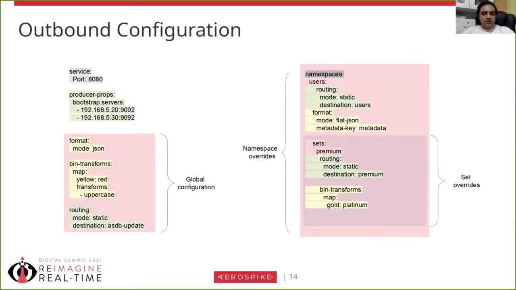The routing section in this case is static in the global case, and we have statically configured all messages to go to a destination topic called ASDB update. To the right, what we see is namespace and set specific overrides. The namespace specific section again changes the format to flat JSON and uses a topic called users. And then for records that belong to the user namespace and a set called premium, we route the record into a topic called premium, and we apply a different bin transformation.